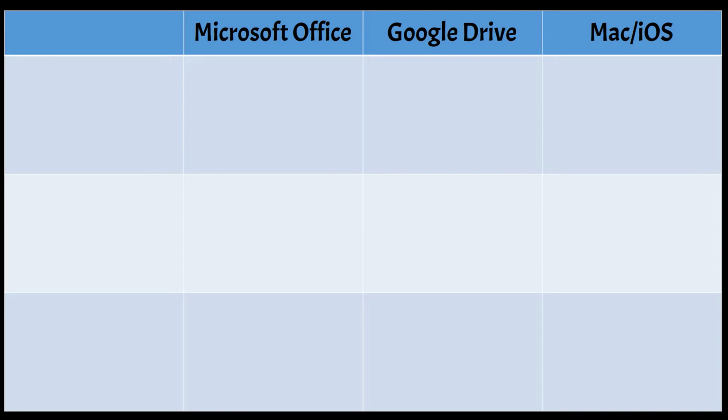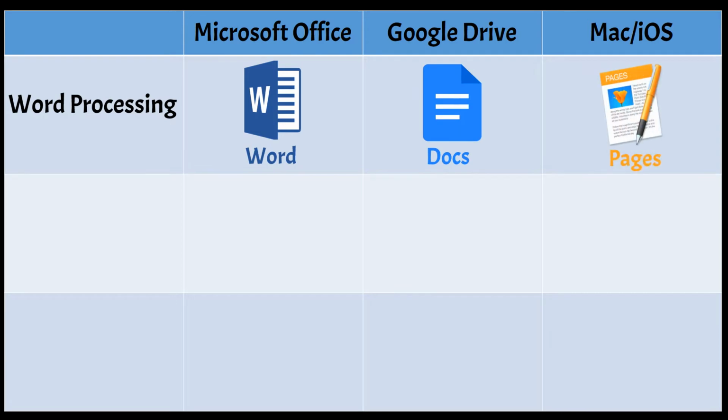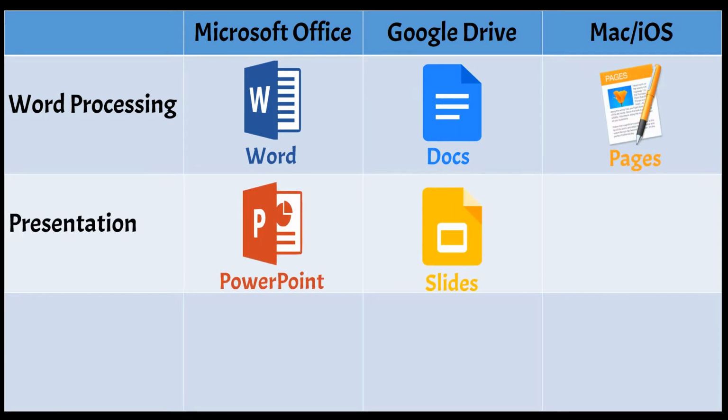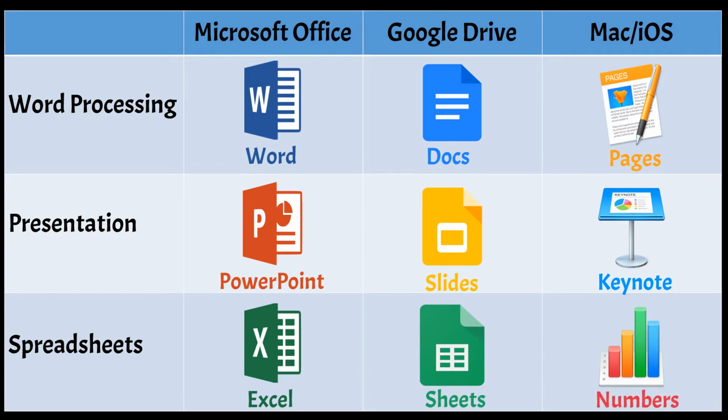Starting from left to right and from top to bottom, word processing. You have Microsoft Word, Google Doc, and Pages. For presentation, you have PowerPoint, Google Slides, and Keynote. For spreadsheet, you have Excel, Sheets, and Numbers.